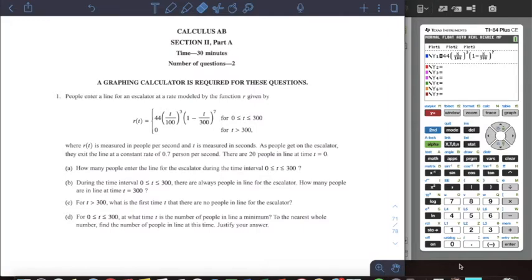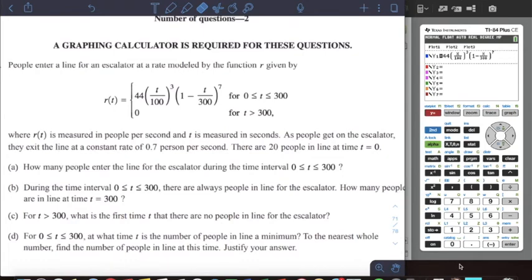People enter a line for an escalator at a rate modeled by the function r, given by r of t equals 44 times (t over 100) cubed, times (1 minus t over 300) raised to the 7th, but that's only good for t between 0 and 300, and then the function equals 0 for t greater than 300, where r of t is measured in people per second and t is measured in seconds. As people get on the escalator, they exit the line at a constant rate of 0.7 person per second, and there are 20 people in line at time t equals 0.